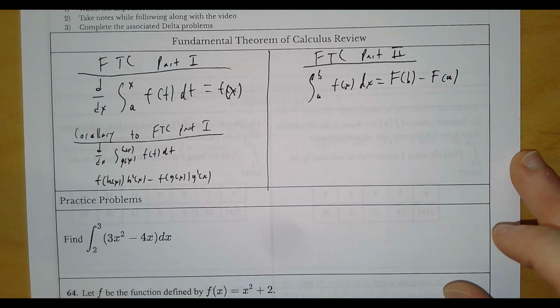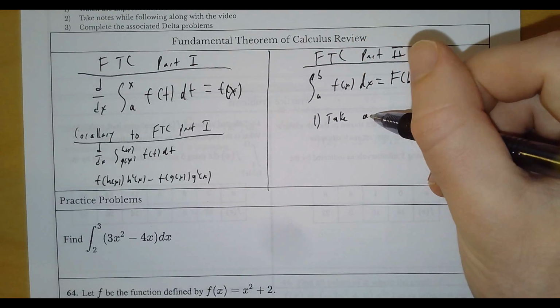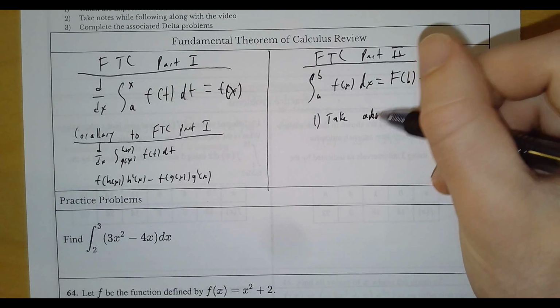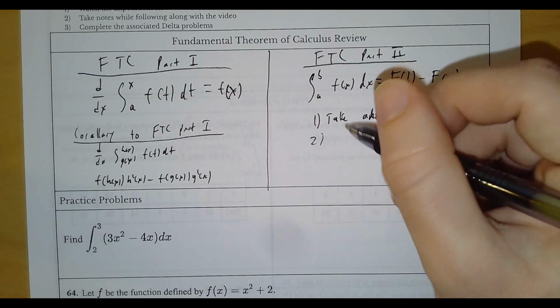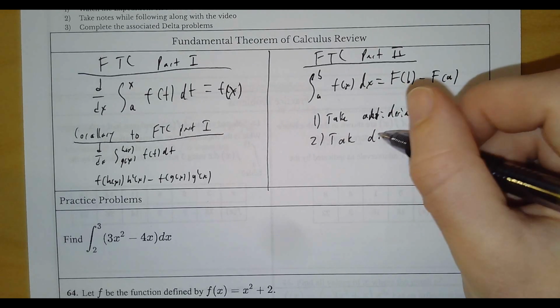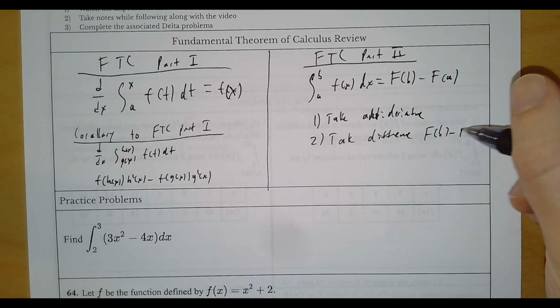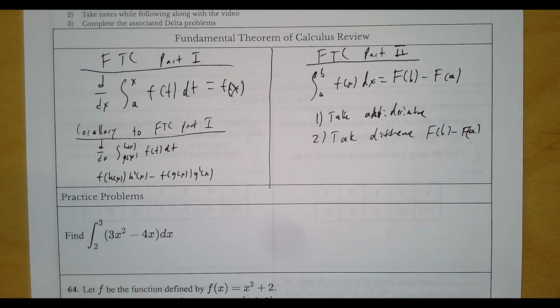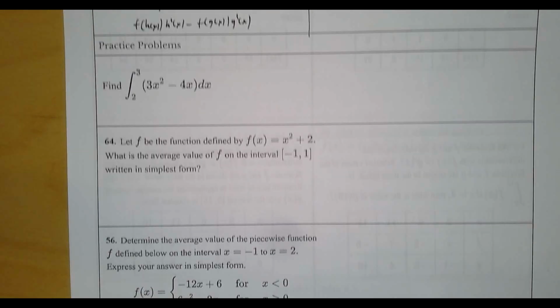So to apply the fundamental theorem of calculus part 2 to find a definite integral, the steps are: one, take the antiderivative, that's your first step. And two, take the difference, which is F of b minus F of a. Okay, so let's do some practice problems here. Down below, these are all different applications of that idea.